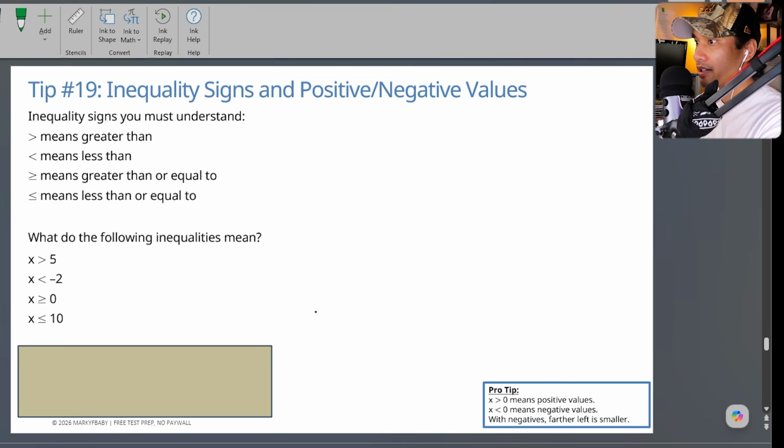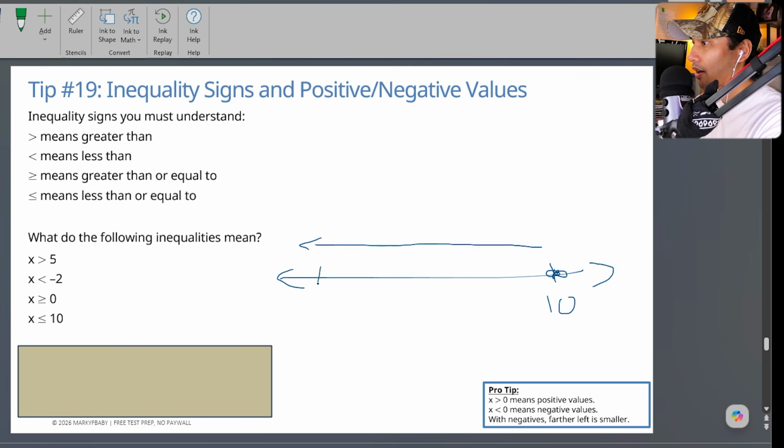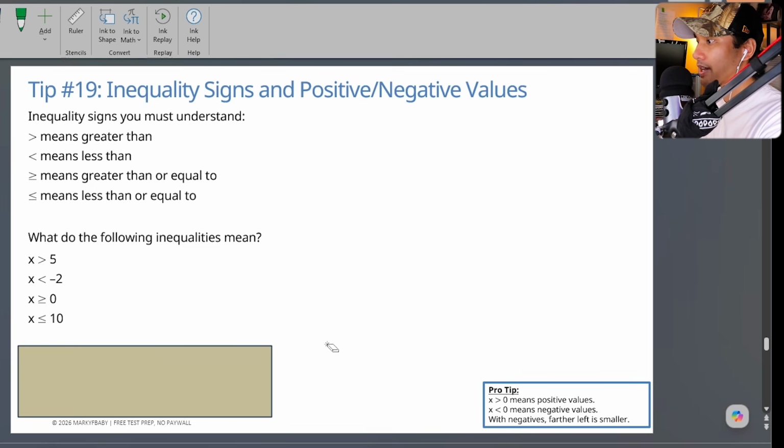So we have 10, okay? We could choose 10 or anything below, all the way to negative infinity. Perfect. I think you guys got it.